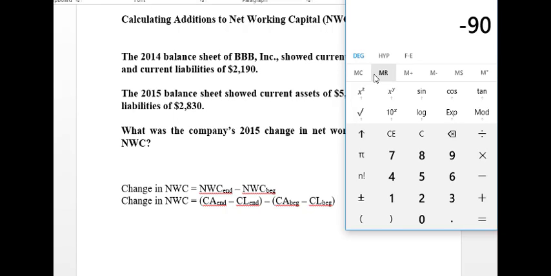So the change in net working capital from one year to the next was negative 90. Now it's probably not 90. It's probably add 3 more zeros to it as if you were reading a balance sheet, which would be 90,000. But the answer I'm looking for is negative 90 when you do this type of problem.